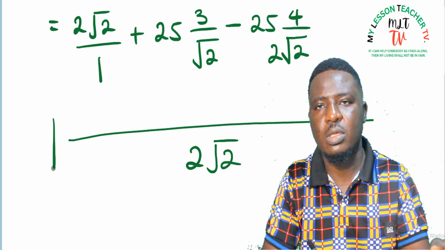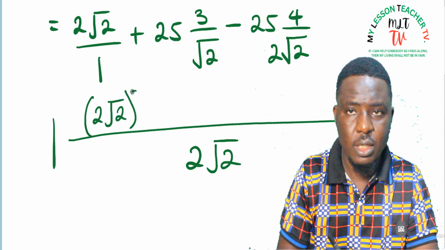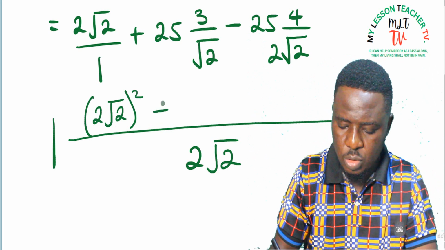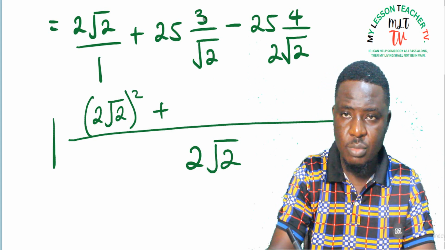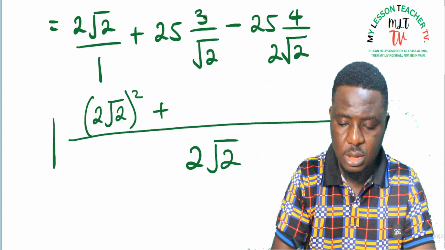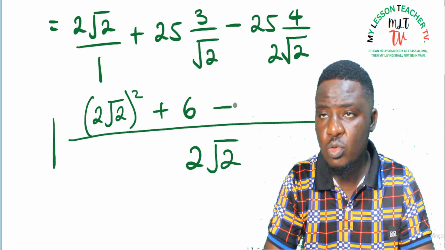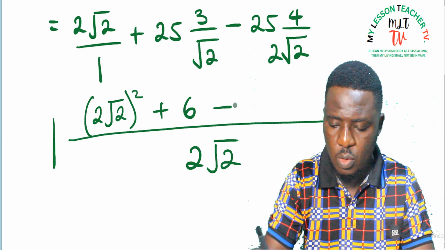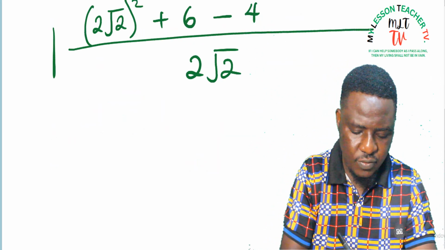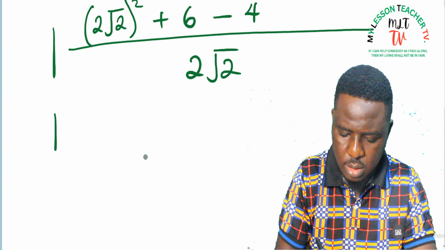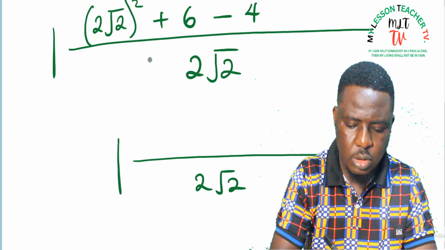2 root 2 times 2 root 2 can be said to be 2 root 2 squared. Okay? Then plus 2 root 2 divided by root 2 is said to be 2. 2 times 3 is 6. So this is 6 minus 2 root 2 divided by 2 root 2 is 1. 1 times 4 is 4. And when you simplify this further, you have 1. We have 2 root 2. This is 1. And 2 root 2 squared.